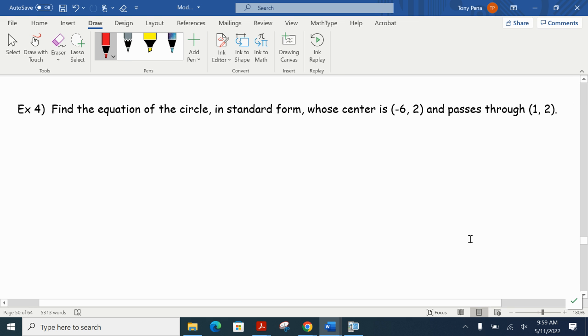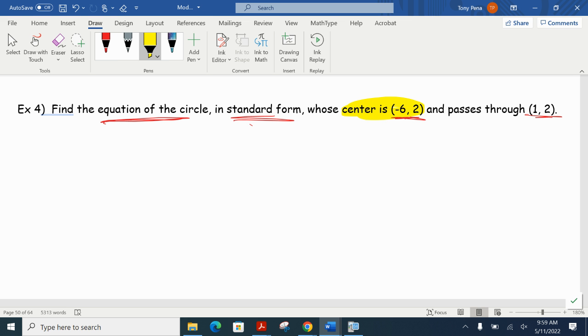It says, find the equation of the circle in standard form whose center is a negative 6, 2, and then passes through the point 1, comma 2. So part of this is really easy. If I know the center of the circle is a negative 6, comma 2, then we could get a lot of this done already. Because if this is a negative 6 for the center, that means I would have x plus 6 getting squared. And if the y coordinate is a positive 2, I could do y minus 2 squared. So the left-hand side, you're given everything you need to write the left-hand side right off the bat.